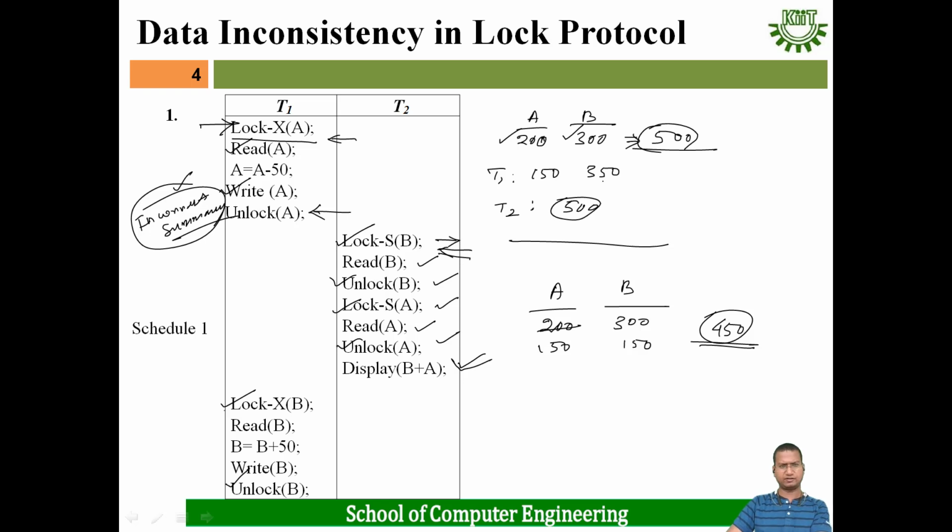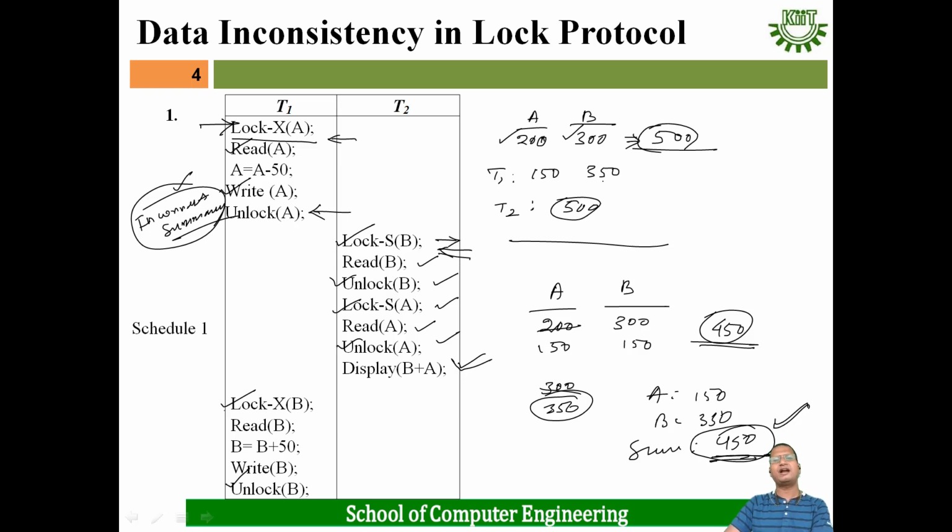Then apply lock X on B, read B, B plus 50. Now the B value was 300, now it will be 350. Then write B, 350 will be written to the buffer. That means after execution of T1 and T2, the A value is equal to 150, the B value is equal to 350, and the summary of A and B is equal to 450. This is an inconsistent result. That means data inconsistency is present in this schedule even if we have applied the lock-based protocol. That means the lock-based protocol sometimes gives rise to the data inconsistency problem.